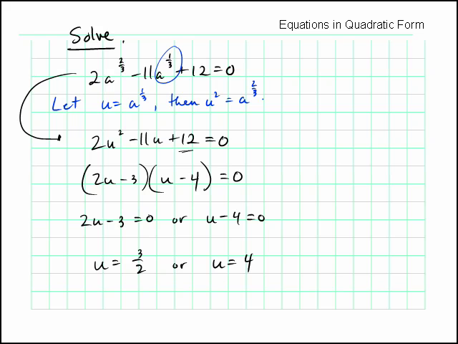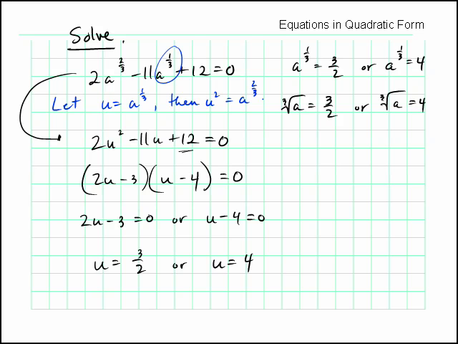Now remember, we have to convert back to the original variable, and u is equal to a to the 1/3. So a to the 1/3 equals 3/2, or a to the 1/3 equals 4. Remember that a 1/3 power is really a cube root, and so this means the cube root of a equals 3/2, or the cube root of a equals 4.